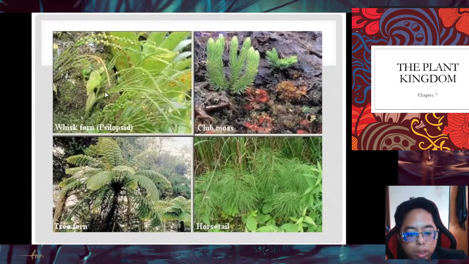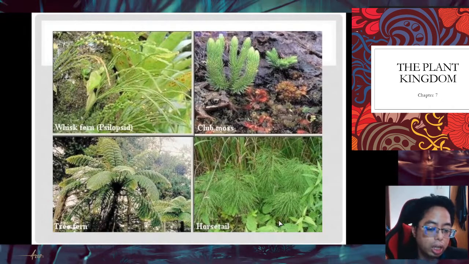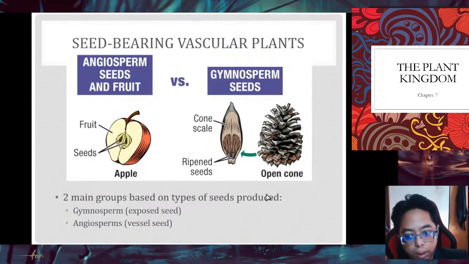So you have whisk fern, club moss, which is not the same as the previous moss, and then you have bonus frog here. They have tree fern and then horsetail. All of these don't have branches, they don't have a trunk, they have leaves and no seed, just xylem flower.